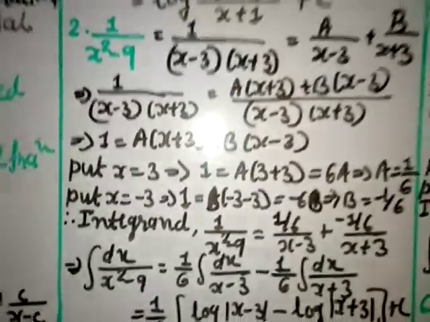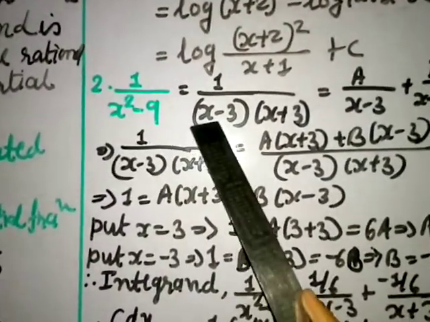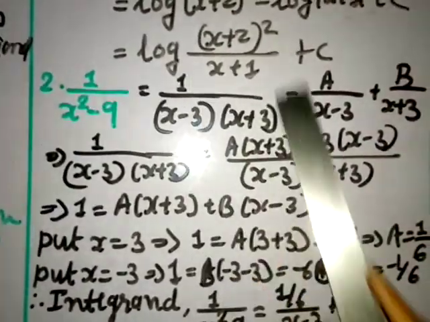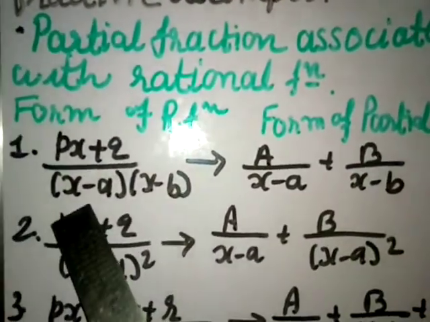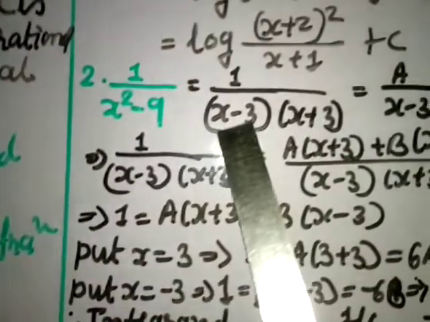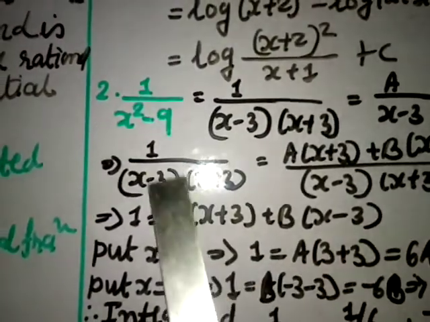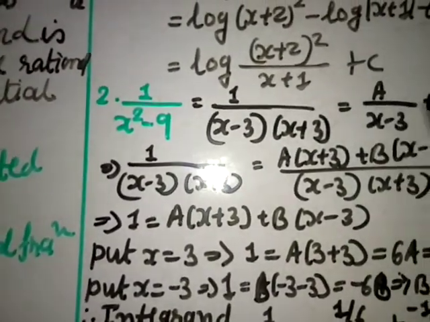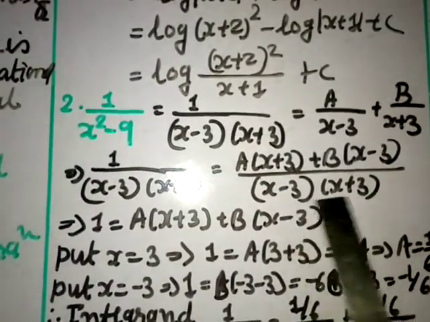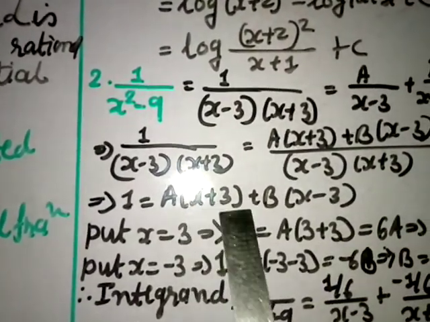Now question number 2. 1 divided by x square minus 9. So this x square minus 9 can be factorized as (x minus 3)(x plus 3). So 1 divided by (x minus 3)(x plus 3). And this we'll use the partial fraction, again the first one only because it is (x minus a)(x minus b). So we can write a by x minus a plus b by x minus b. So I'll take a by x minus 3 plus b by x plus 3. Then here as it is, this one I am bringing, and I'll take LCM here or cross multiply. So here a(x plus 3) plus b(x minus 3), denominator (x minus 3)(x plus 3). Cancel this denominator, here 1 equal to a(x plus 3) plus b(x minus 3).